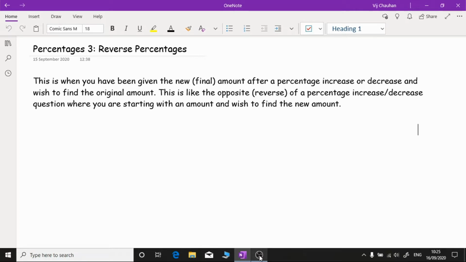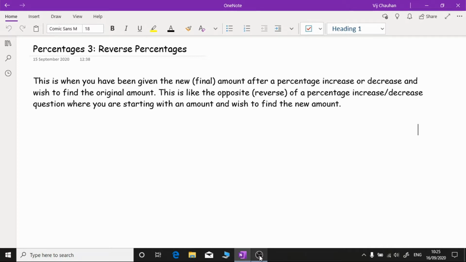So it could be just a basic finding a percentage of an amount. It could be a percentage increase decrease question. It could be a reverse percentage question. It could be working out percentage change, and it could be a compound interest question. So it's really, really important that you understand and are able to read, define and differentiate what type of percentage question you have got. So in this, what we're going to look at is reverse percentages.